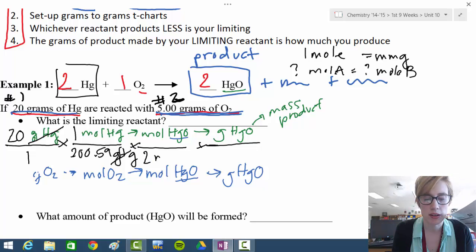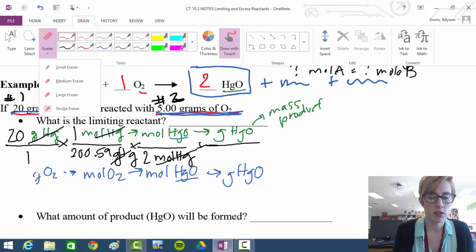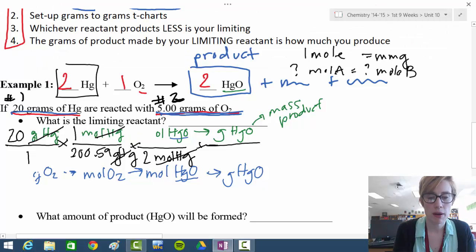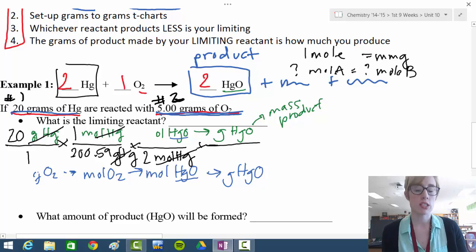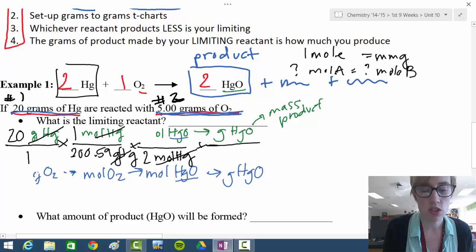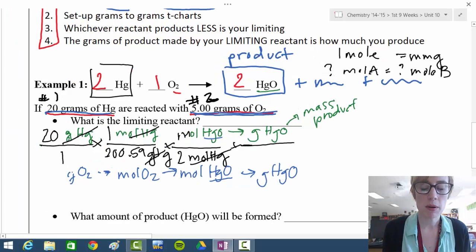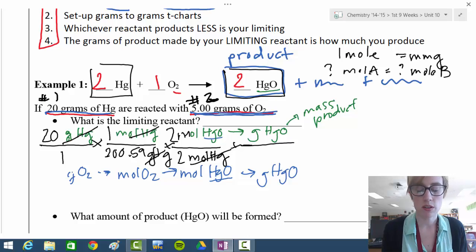I want that on the bottom because I want moles of Hg to cancel, right? And then up here at the top, I want moles of what I'm going to, right? Moles of B is what I'm going to. I'm going to moles of HgO because I wrote that up here. So how many moles of HgO do I have? I have 2 moles of HgO, so 2 goes here.